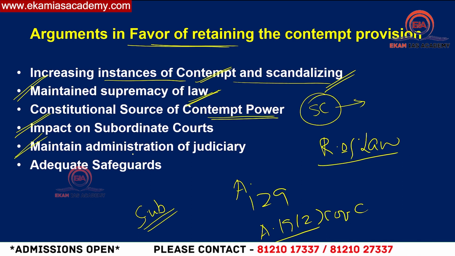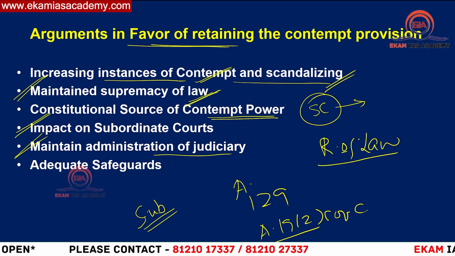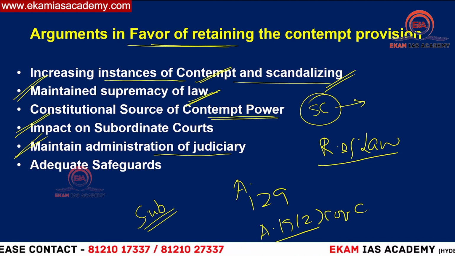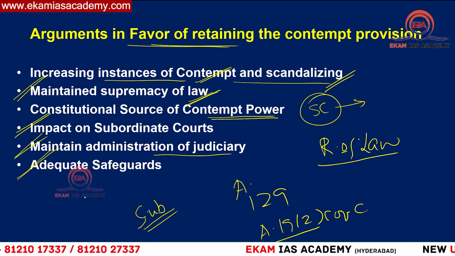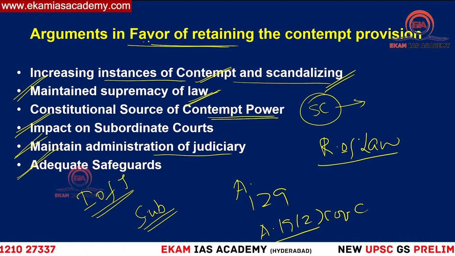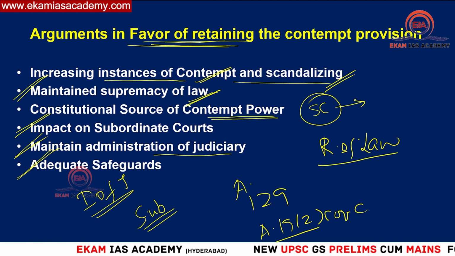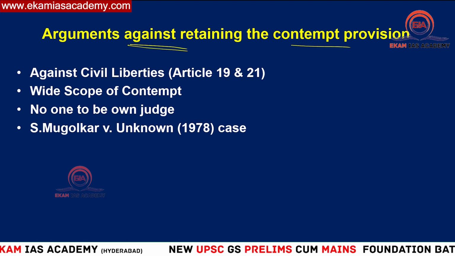That is what maintains the administration of judiciary. So to maintain this administration of judiciary and to uphold the judicial spirit also, it is very important to have these contempt proceedings, and adequate safeguards also need to be ensured to maintain the independence of judiciary. In this context, we need to have contempt proceedings as part of our constitution and legal process.